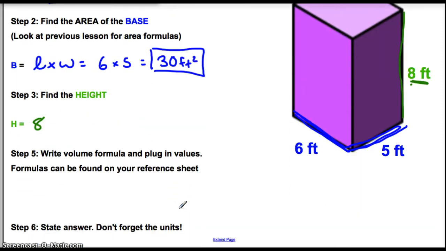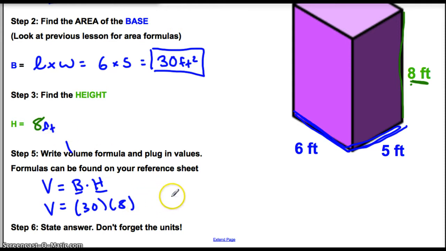Now to find the actual volume, we need to know the formula, and that was given to you on your reference sheet. If you go to the back page of your packet, you should see a reference sheet with all the different formulas listed. If you look under prism, you'll see that the volume equals the base times the height. That's the area of the base times the height. Luckily we found both of those, so we just plug in our values. Our base is equal to 30 feet squared, and our height is equal to 8 feet.